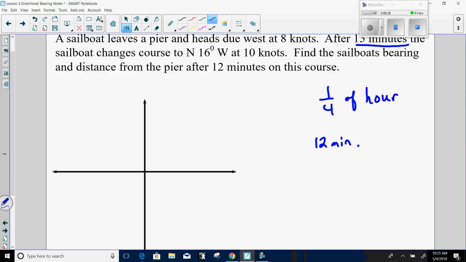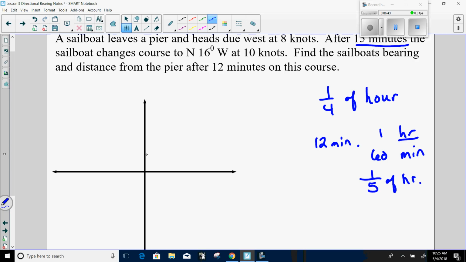So we need to use a line conversion. 12, I want to put minutes in the denominator. So there's 60 minutes for every 1 hour. Multiply straight across, you get 12 over 60, which reduces to 1/5 of an hour.